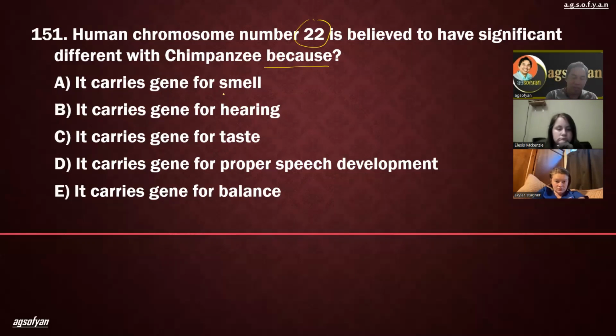Okay, look at this. Smell. We can smell. Chimpanzees can smell. They can hear. They can taste also, right? And of course, balance. The chimpanzee will be able to balance too. Which one do you think is really different? It actually makes sense, right? What is that? D. Yes, it should be proper speech development. So chromosome number 22 is the chromosome that carries the genes for proper speech and development in humans.